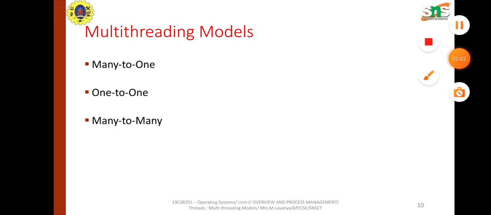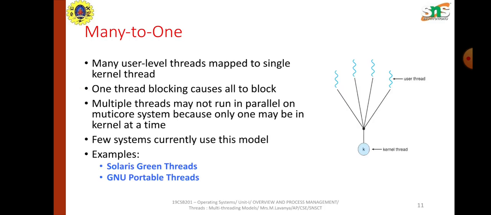As the continuation, we are going to see what are the models of multi-threading process. There are three major categories of multi-threading models. One is many-to-one, one-to-one and many-to-many. Many-to-one. In this, many user-level threads are mapped to a single kernel thread. This is known as many-to-one model.